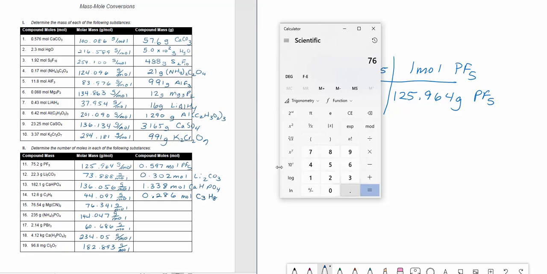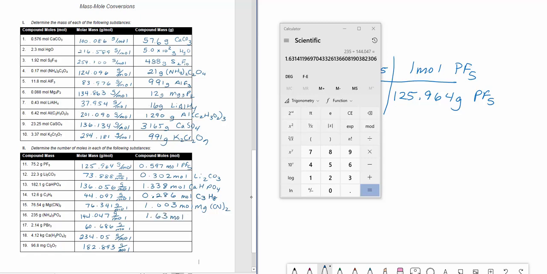Number 15, 76.54 grams. Divide that by my molar mass, 76.341. And I get almost 1 mole. So I started with 4 significant digits, so 1.003 moles of my compound. Number 16, 235 divided by 144.047, and I get 1.63 moles of my compound. I started with 3 significant digits, so I have to end with 3 significant digits as well.